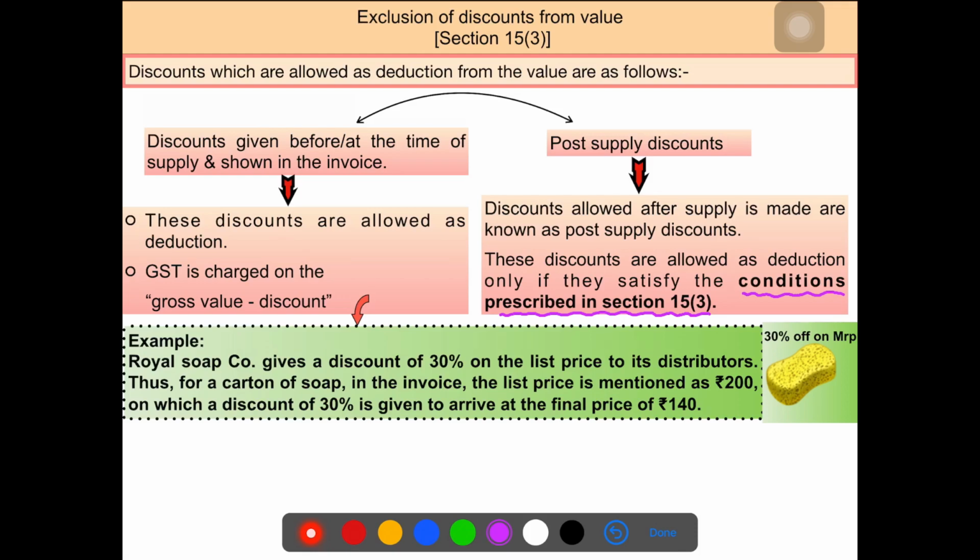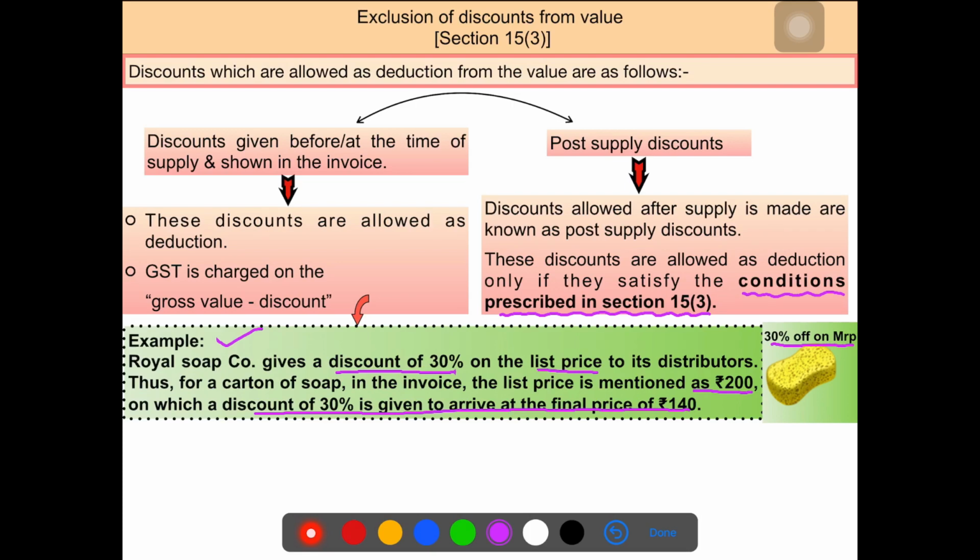However, let's explain in more detail discounts given before or at the time of supply with the help of one example. So let's look at this example. Royal Soap Company gives a discount of 30% on the list price to its distributors. Thus, for a carton of soap in the invoice, the list price is mentioned as rupees 200, on which a discount of 30% is given to arrive at the final price of rupees 140.